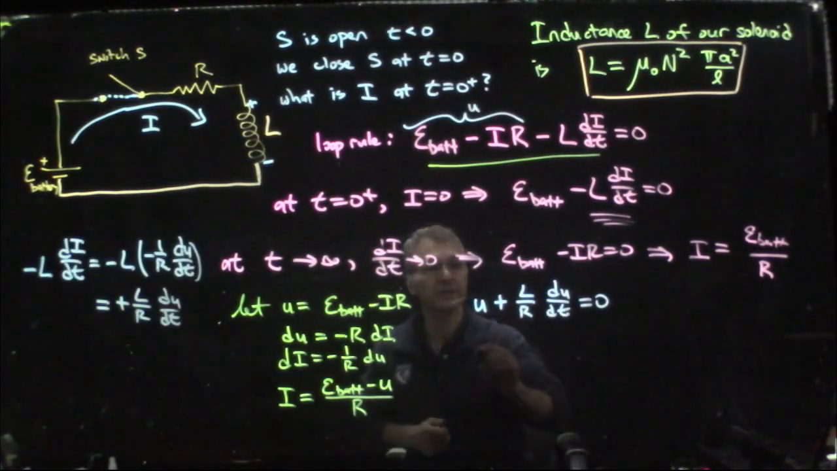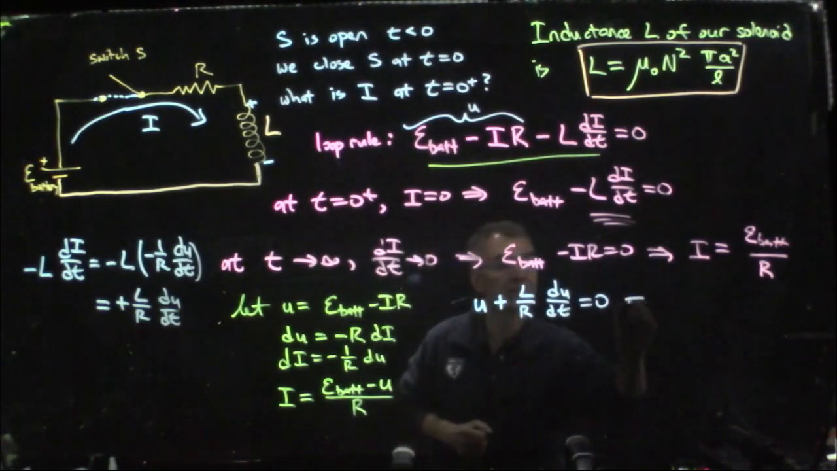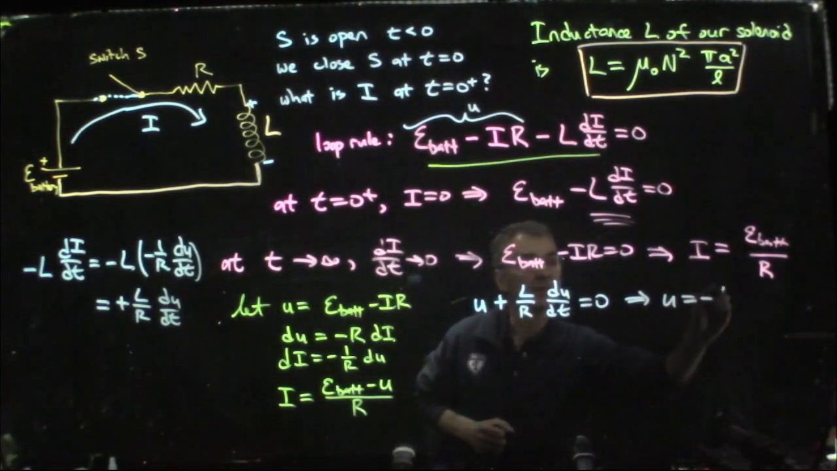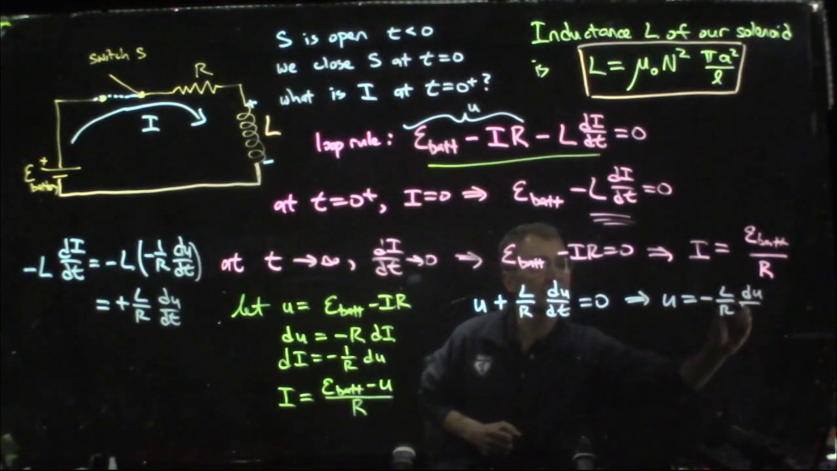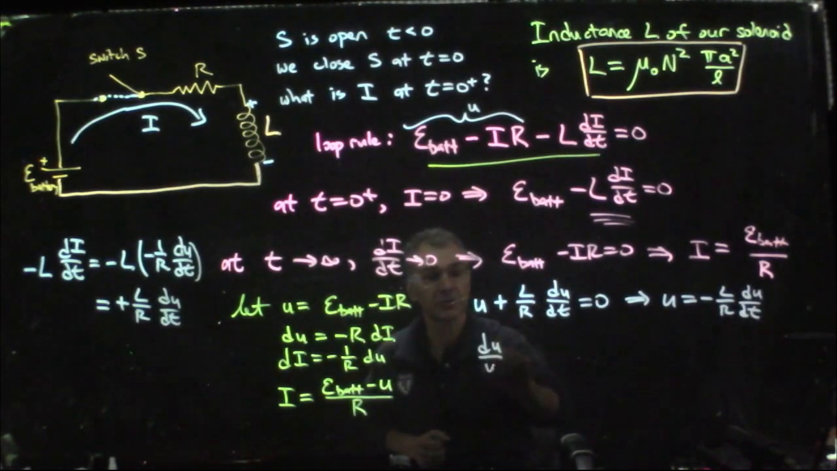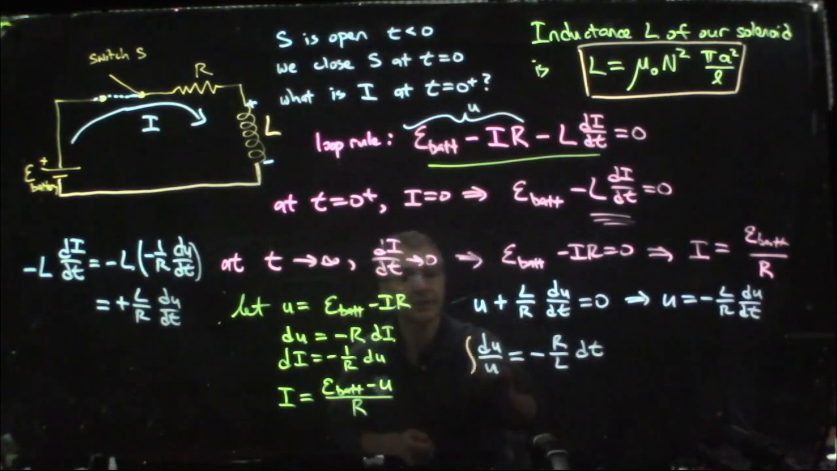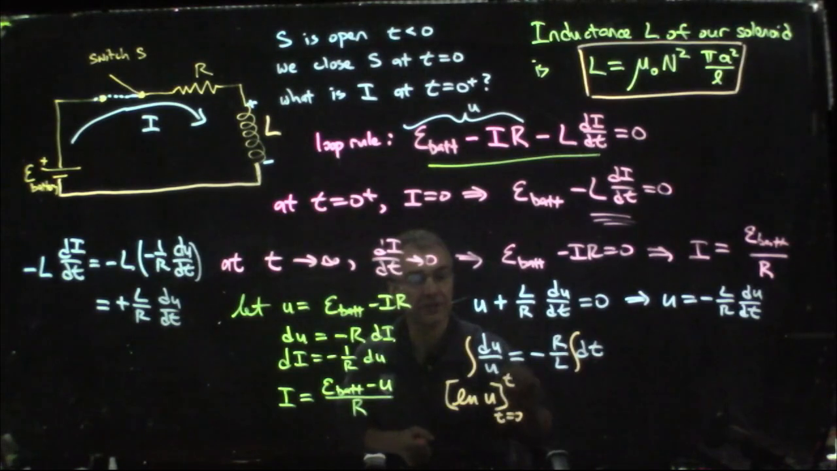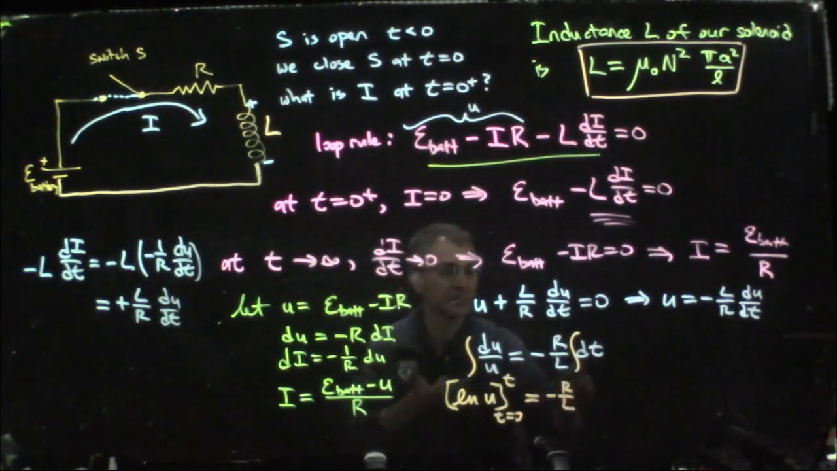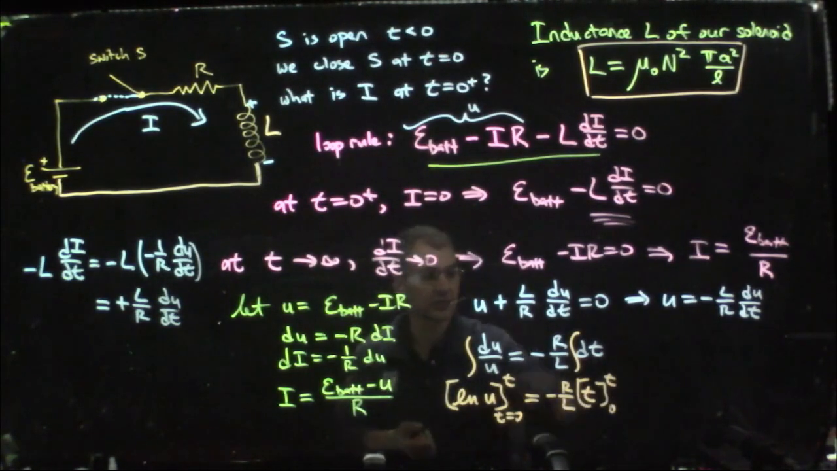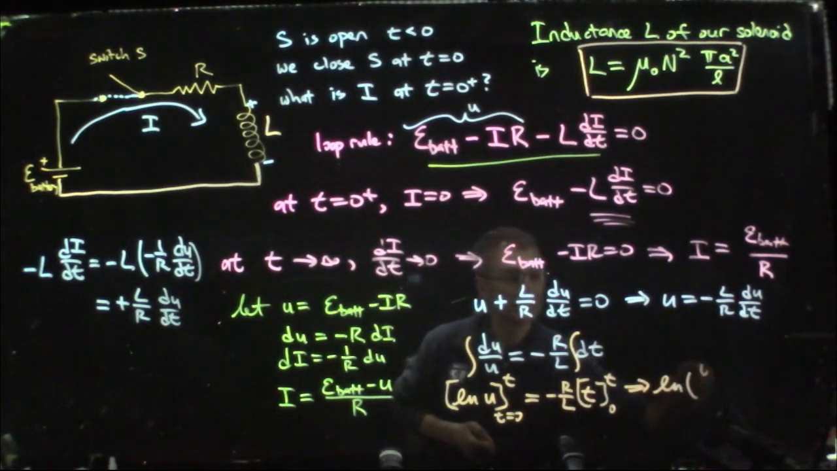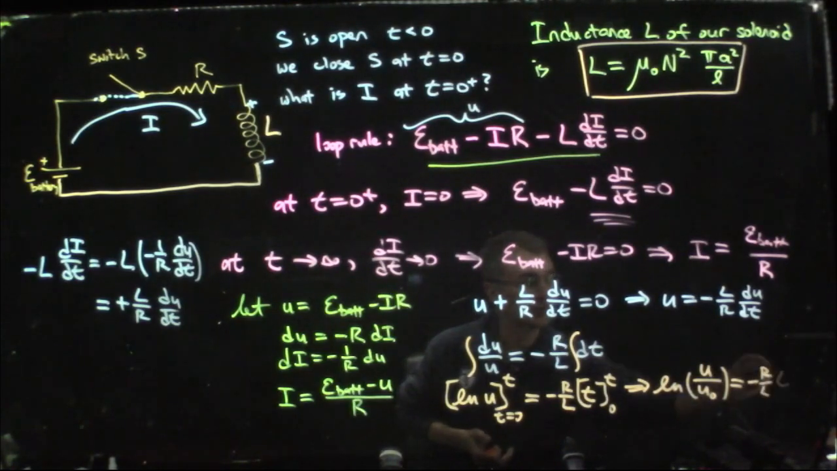Then we can separate the variables. So this is U equals minus L over R du by dt. So du over U equals minus R over L dt. Then we can integrate both sides, and we get the logarithm of U evaluated from t equals 0 to t is minus R over L, and then we can just evaluate t from 0 to t. So this gives me that the logarithm of U divided by U initial is minus R over L times t.